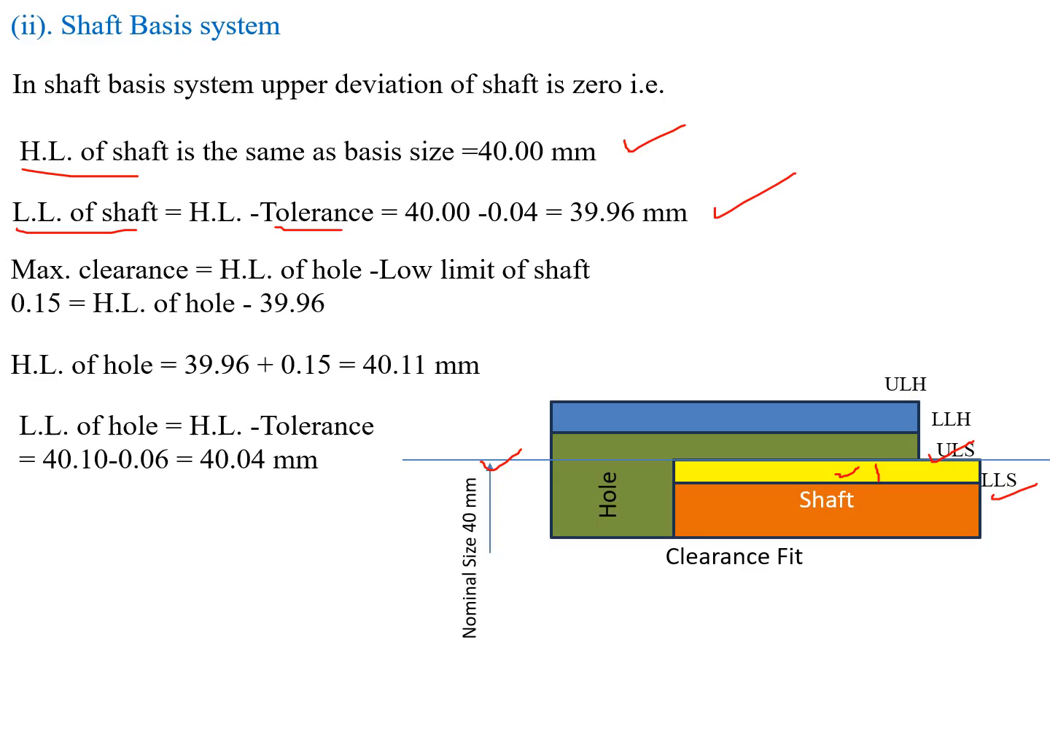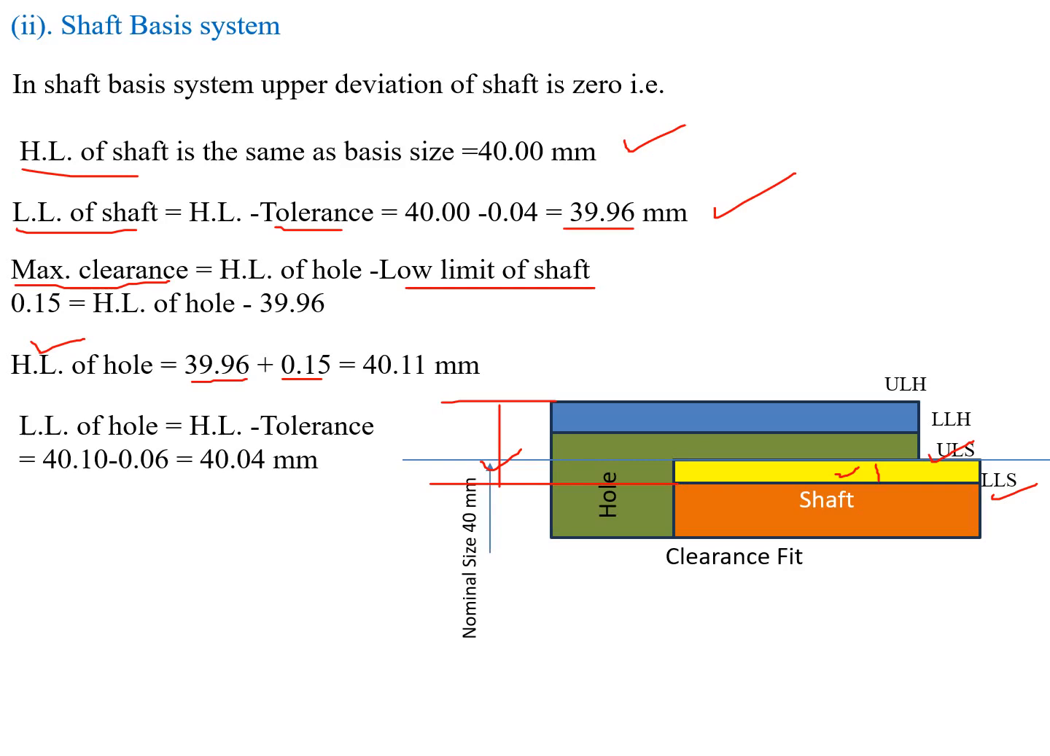Next we determine the limits for the hole. For this we will use the maximum clearance relationship. We know the maximum clearance is equal to the higher limit of the hole minus the lower limit of the shaft. In the data it is given that the maximum clearance equals 0.15 mm, and we determined the lower limit of the shaft equals 39.96 mm. Then the higher limit of the hole equals the lower limit of the shaft, 39.96, plus the maximum clearance, 0.15 mm. Then the higher limit of the hole equals 40.11 mm.